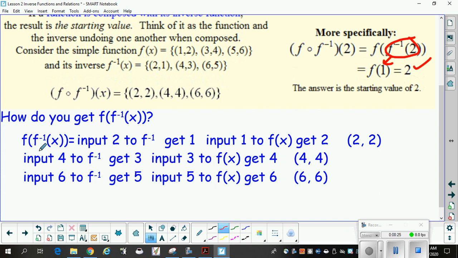Okay? You can do the same thing with the other two points. Input 4 to the inverse, you get 3. Input 3 to f of x, and you get 4. Input 6 to the inverse of f, and you get 5. Input 5 to f of x, and you get 6. So right here, I input 4, I get out 3. I input 3, I get out 4. I input 6, I get out 5. I input 5, I get out 6. If you need to, pause and study this for a moment.